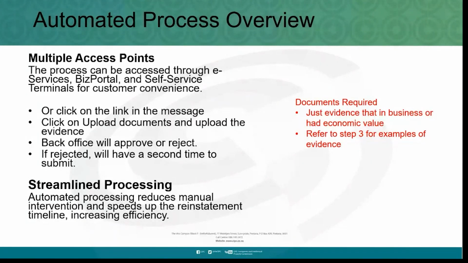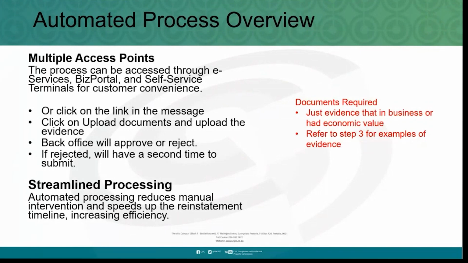And it's on all three of the major services. So what documents are required? We just need evidence that the business was in business or had economic value. That's the only thing we need. We know who the applicant was. The applicant has been shared via the customer registration process. So we basically only need that evidence. Again, that is step 3, to source all of your information and to make sure that there was evidence to that effect.